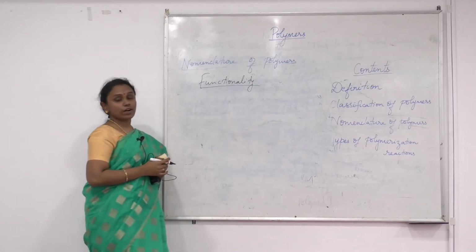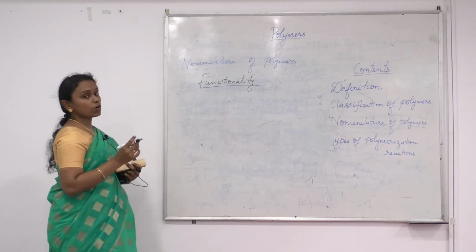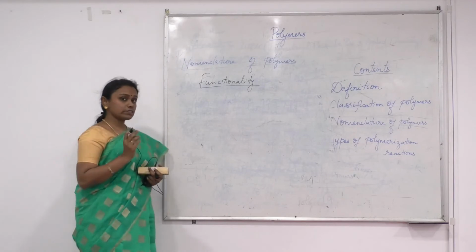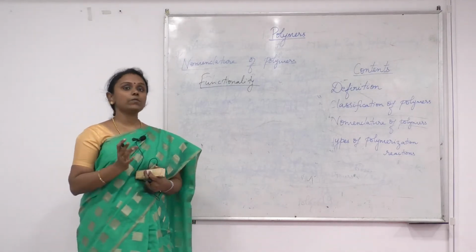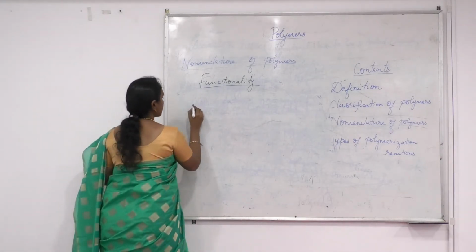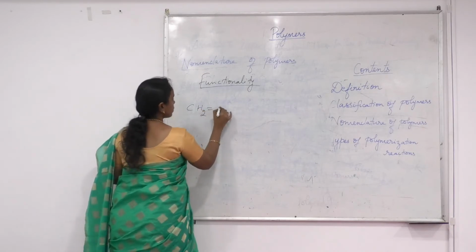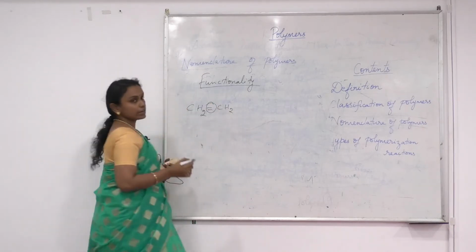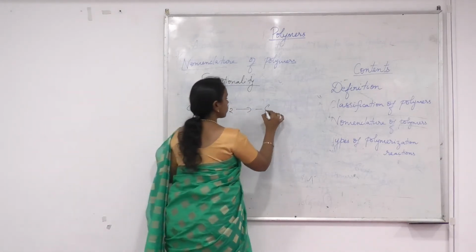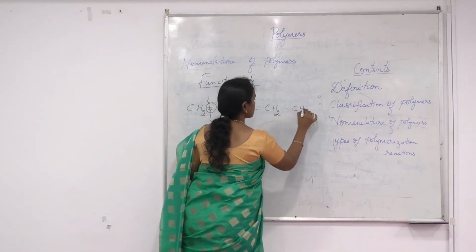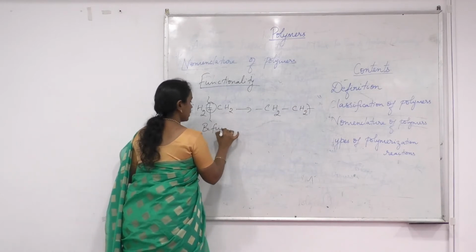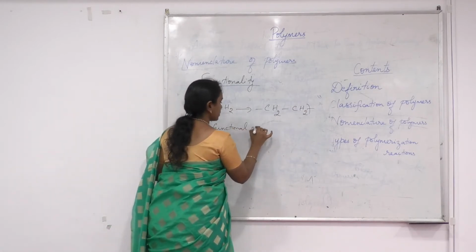Next we will see what is known as functionality. Functionality means the number of reactive sites or bonding sites present in the monomeric molecule. For any substance to behave as a monomer, it should have minimum 2 binding sites or reactive sites. For example, ethylene, any olefin. Olefins have this double bond. When this double bond is broken, it can form 2 single bonds. So, this is acting as a bifunctional monomer.